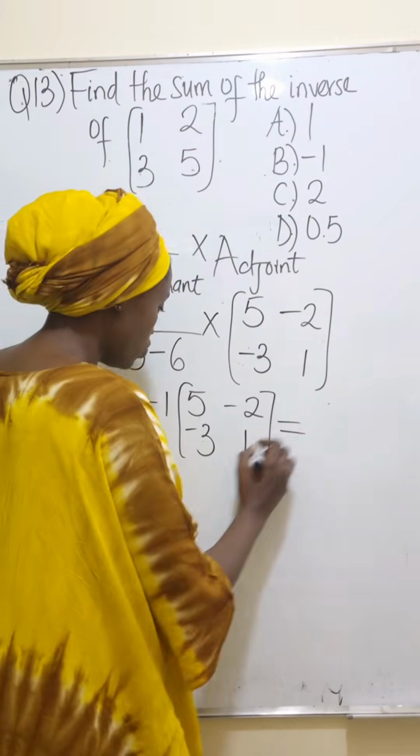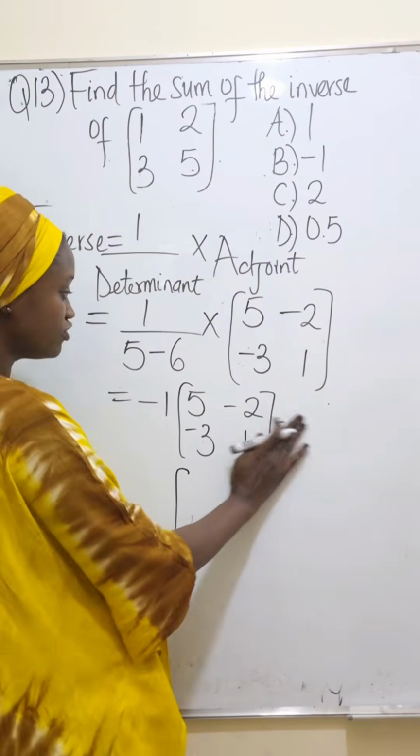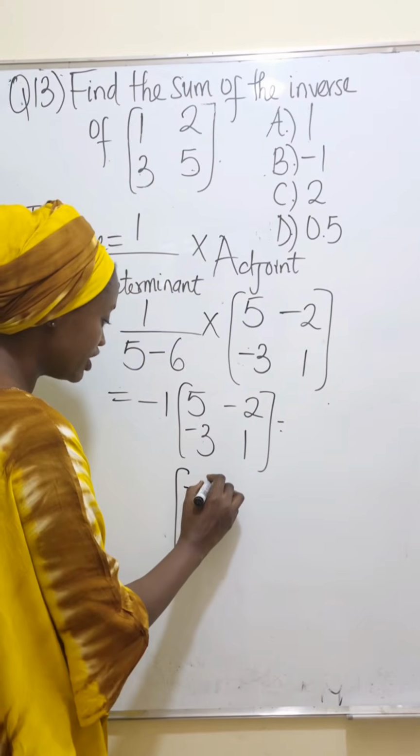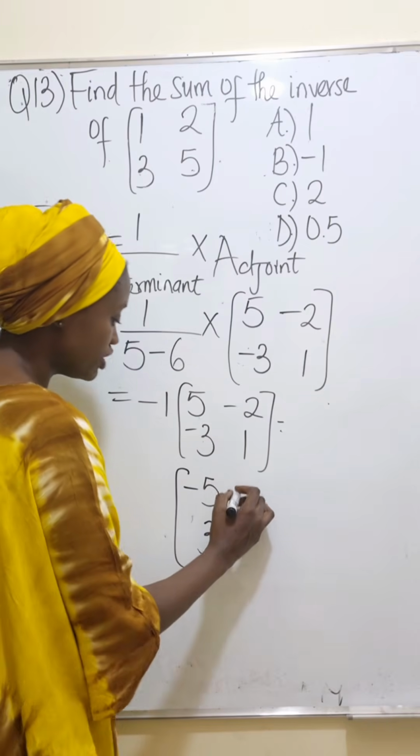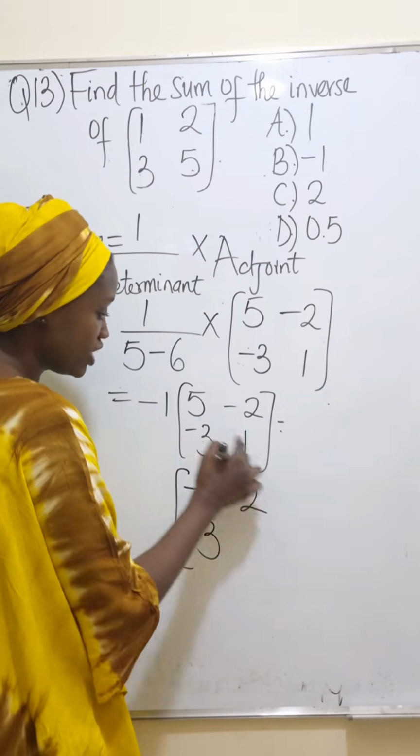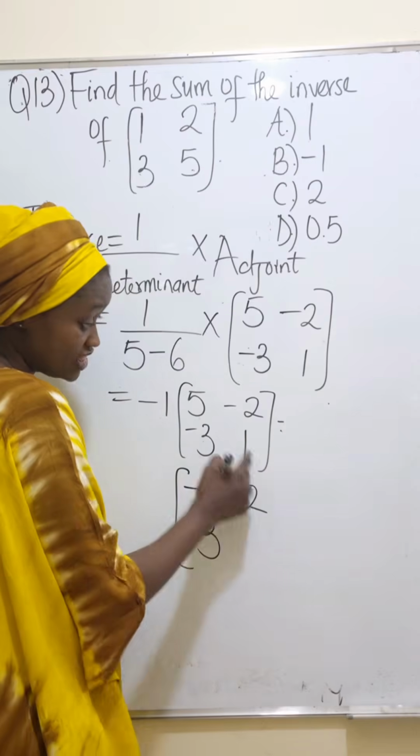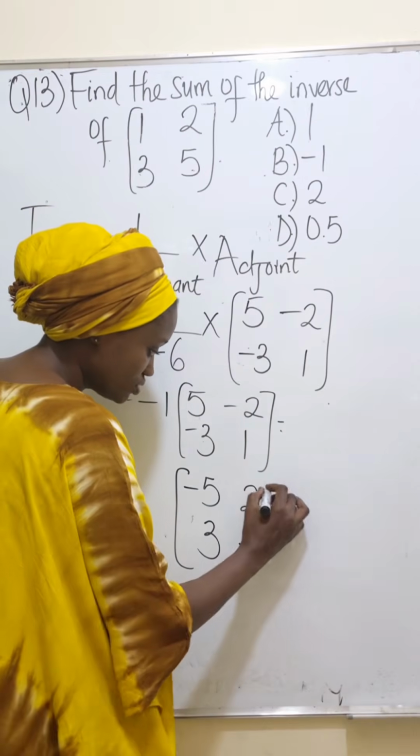So this is equal to what? We have minus 1 times 5 is minus 5. Minus 1 times minus 3 is 3. Minus 1 times minus 2 is 2. Minus 1 times 1 is minus 1.